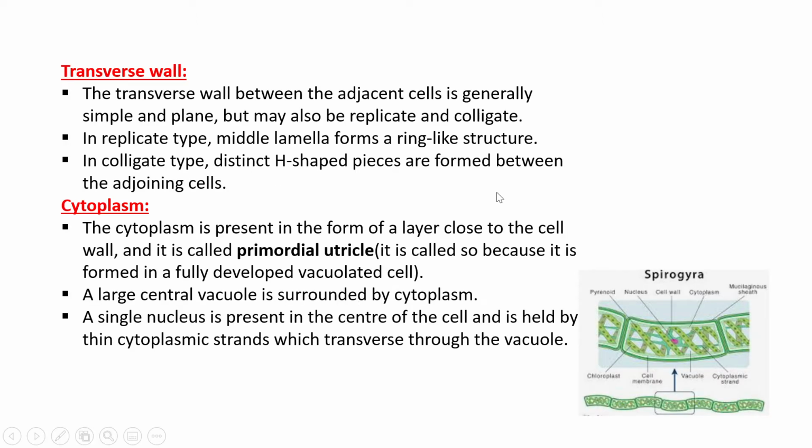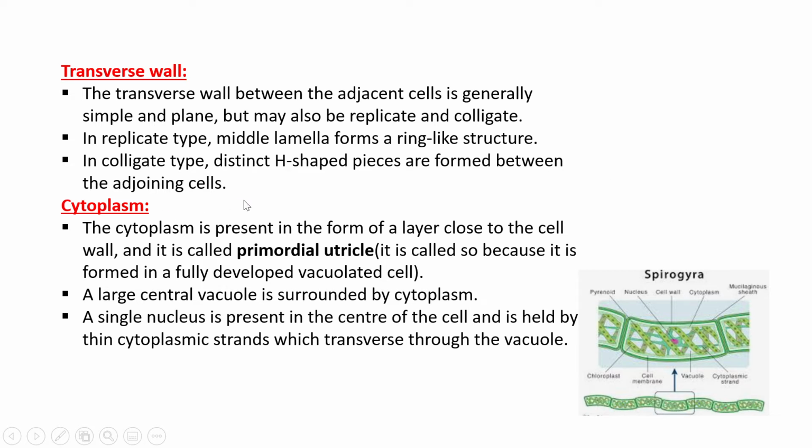Then we will see the transverse wall of Spirogyra. The transverse wall between the adjacent cells is generally simple and plain, but may also be replicate or colligate type. In replicate type, the middle lamella forms a ring-like structure. But in colligate type, distinct wedge-shaped pieces are formed between the adjoining cells.